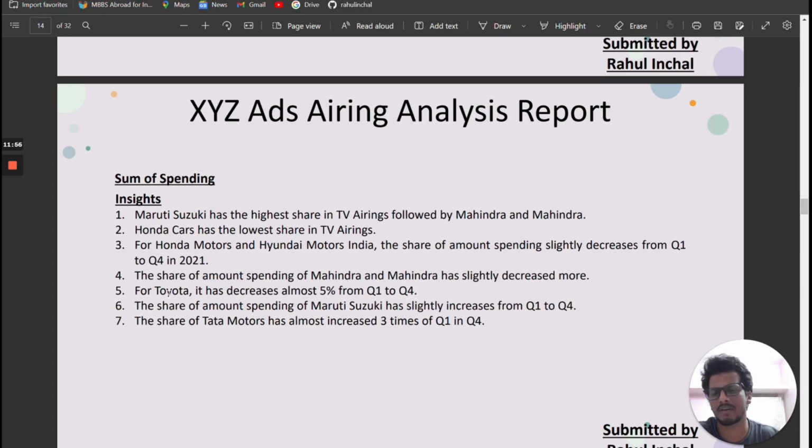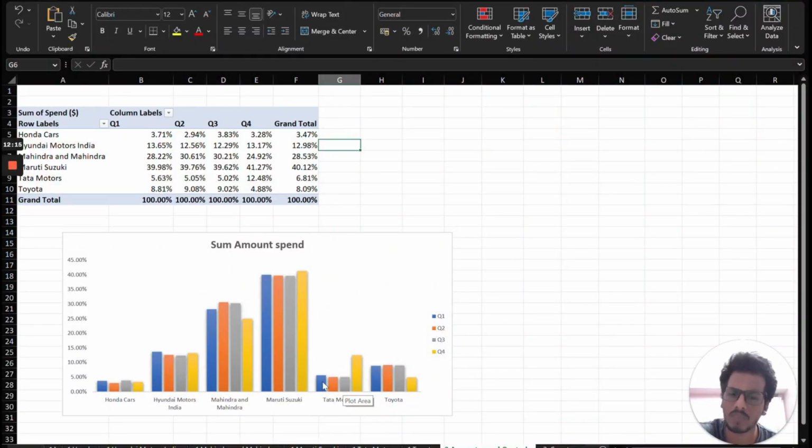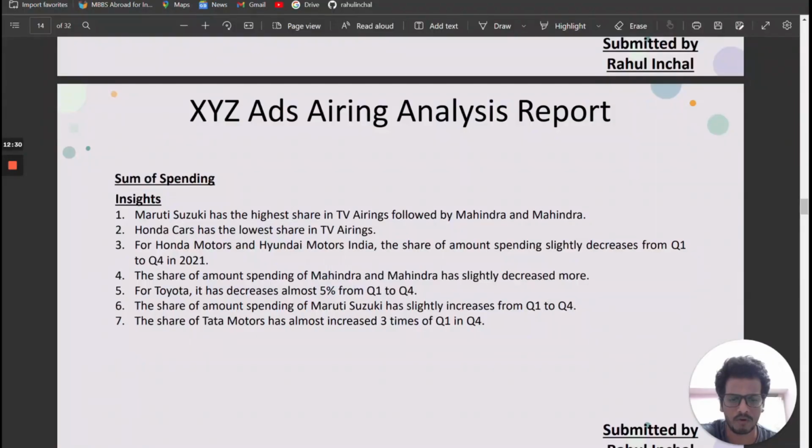Now you can definitely see this is almost not a perfect number, but almost the same number. The share of amount spending of Maruti Suzuki has slightly increased from Q1 to Q4. The share of Tata Motors has almost increased three times from Q1 to Q4. Let's see that. Yes, because for Tata Motors the value for Q1 was 5.63%, and then 5.05, 5.02, and then again 12.48. So almost more than twice we can say for Tata Motors.